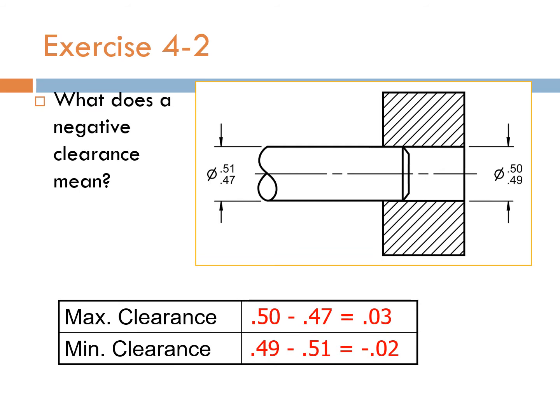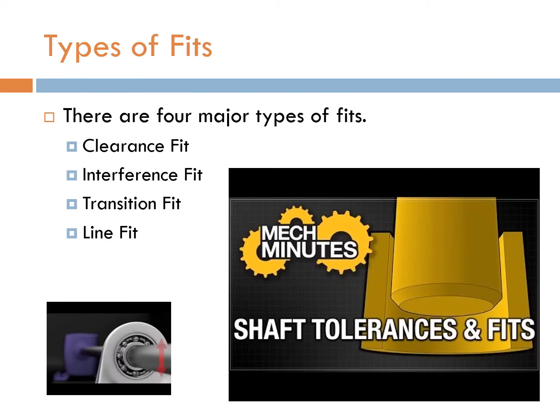All right, so what does a negative clearance mean? When we follow that formula and use those values to do the calculation, we get a negative value. What does that mean when you have a negative clearance? Well, you look at the size of the shaft, it's 0.51. The hole is 0.49, meaning the shaft is larger than the hole. If you want it to fit, you have to force it to fit.